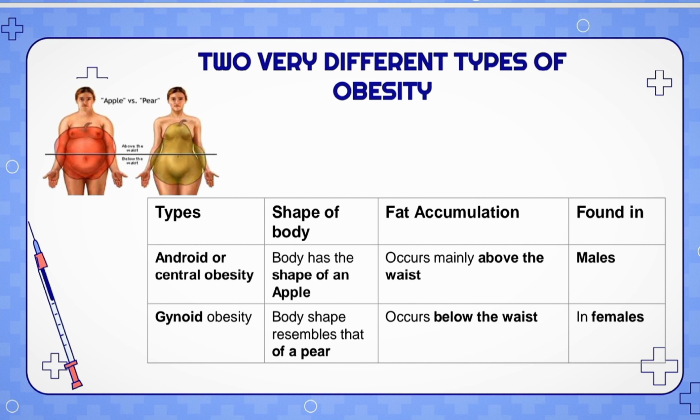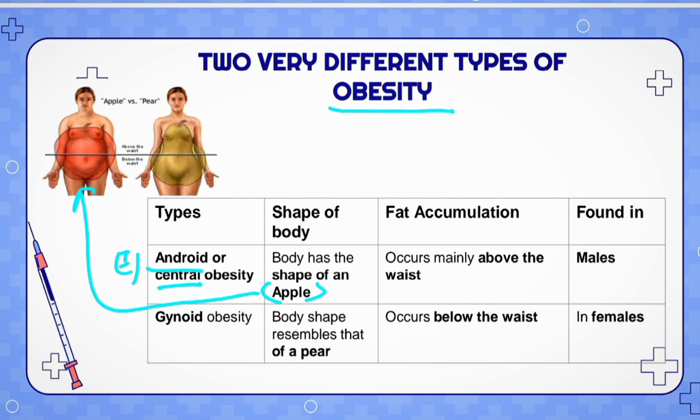There are two different varieties or types of obesity. The first one is android or central obesity. Here the body has the shape of an apple. We can see in this picture. Here the fat accumulation occurs mainly above the waist, and it is more common in males.